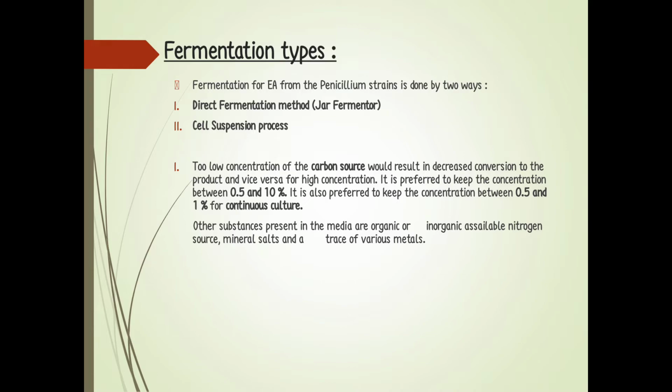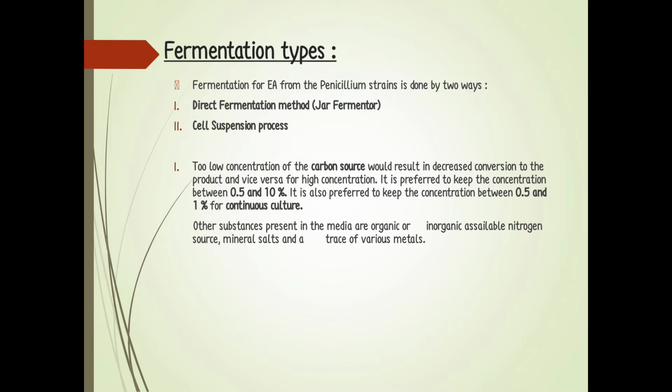Now, for the direct fermentation method, the carbon source required depends on carbon. Let's say the carbon source is high, obviously the production will be high, but only to a certain extent, because there is something called the optimum. If the substrate goes beyond the optimum level, the production will stay the same, not more than the optimum level. The optimum range is 0.5 to 10%, but sometimes the concentration is kept at 0.5 to 1% for continuous culture.